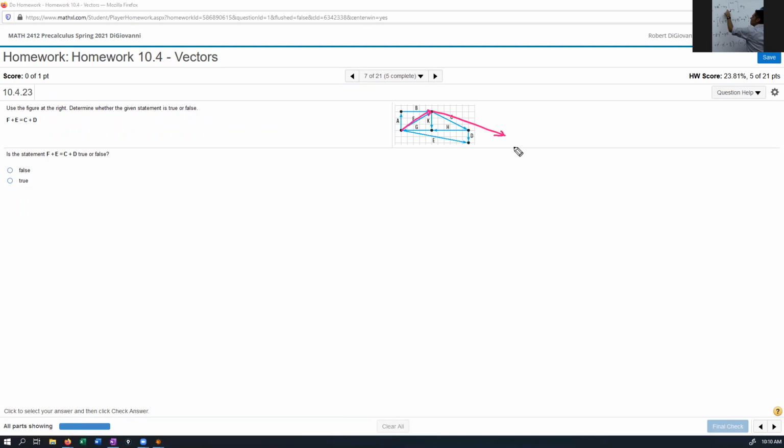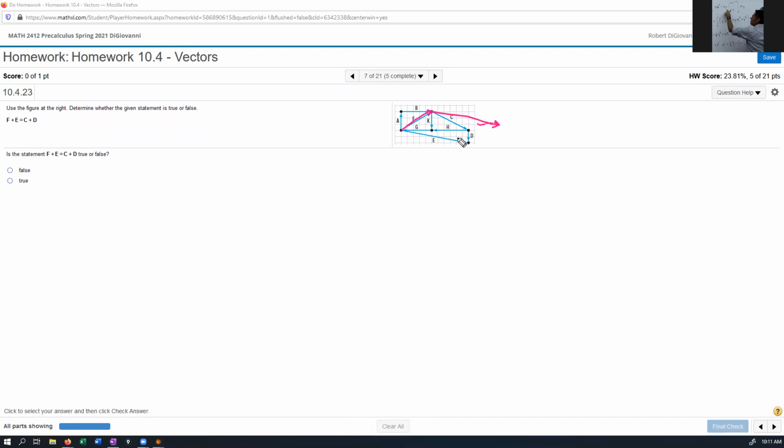And so the result, well, how many does it go down? Let me see. I'm going to have to actually count this out. So I'm looking at E. It goes over 1, 2, 3, 4, 5, 6, 7, 8, 9, 10, 11. It goes down 2. So it should actually end about right here somewhere. Okay, that's F plus E.